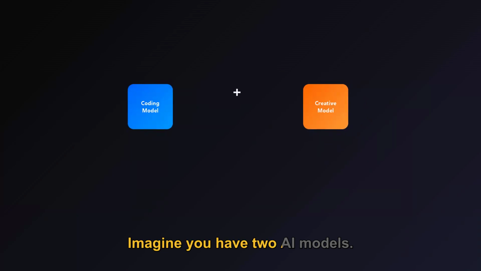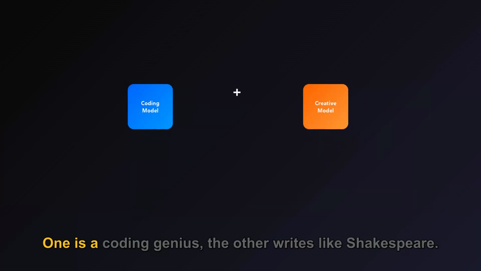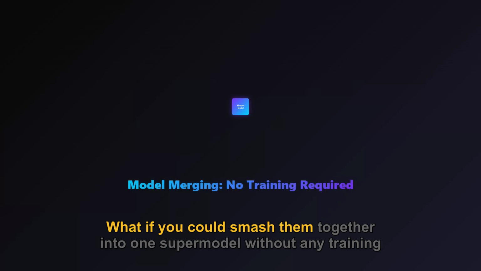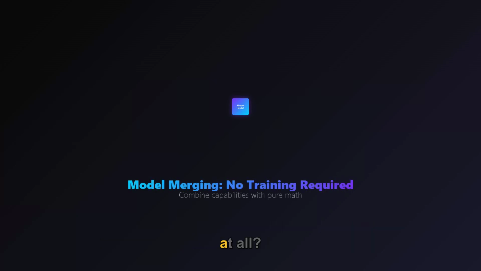Imagine you have two AI models. One is a coding genius, the other writes like Shakespeare. What if you could smash them together into one supermodel without any training at all? That's exactly what model merging does.